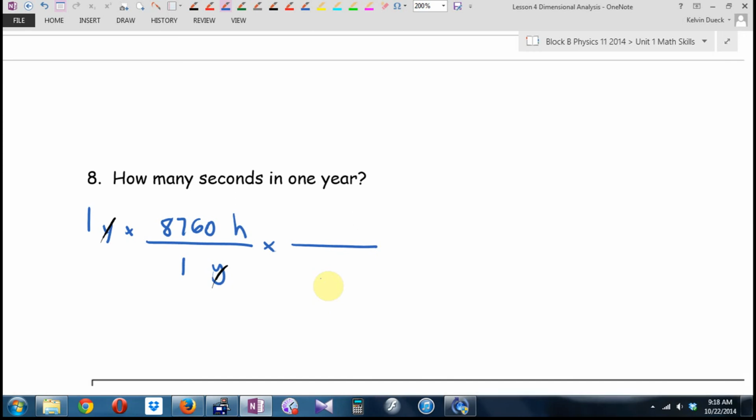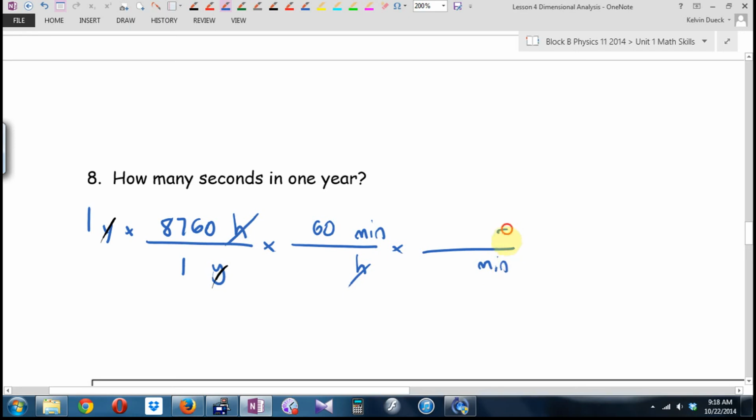Spence says, let's go hours first. Okay, so we'll go hours, minutes up here, 60, cancel, cancel. And then I want minutes to cancel. Seconds here, 60. Spence, can you see what Devin did? He said, hey, Mr. Dueck, I can combine those because 60 times 60 is 3,600. So I can go from hours to seconds. Fair enough. That's an optional one to memorize or not on your formula sheet. It's handy, but you can certainly survive without it.